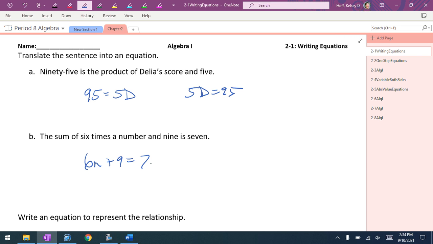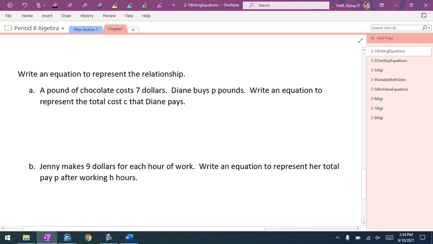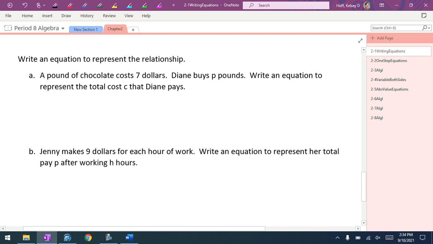Okay? Times the sum, times the difference, then you need parentheses. The sum means we're adding 6 times a number and 9. Many times the word and will tell you where to put your addition or subtraction. Okay? Write an equation to represent the relation.